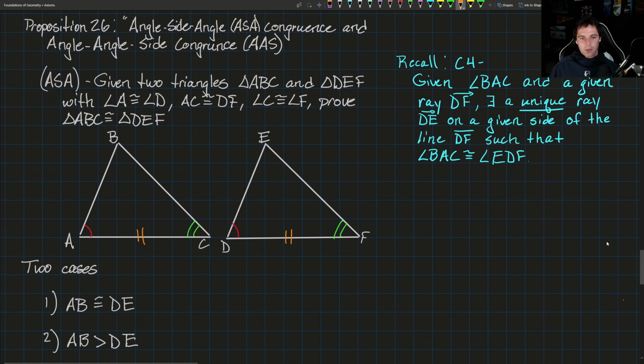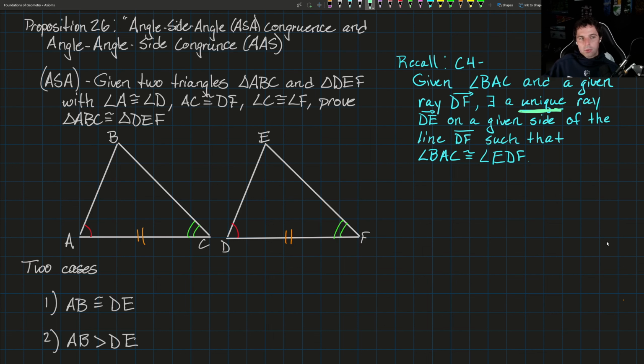In order to do that, what we're going to do is first just mark off our triangles, right? So we have what I have drawn up on the triangles. And before we really dive in, I want to recall axiom C4. Axiom C4 says that given angle BAC and a given ray DF, there exists a unique ray DE on a given side of the line DF such that angle BAC is congruent to angle EDF. Basically, given some angle and another ray somewhere else, we can replicate that original angle. And the important thing here is the unique part, which is going to come in handy very quickly.